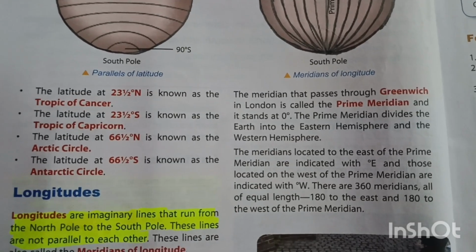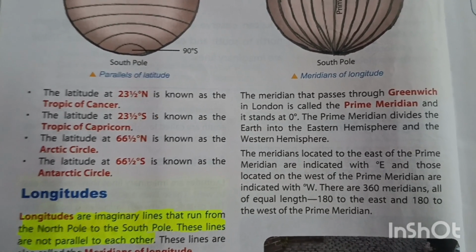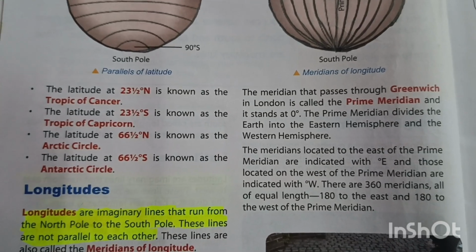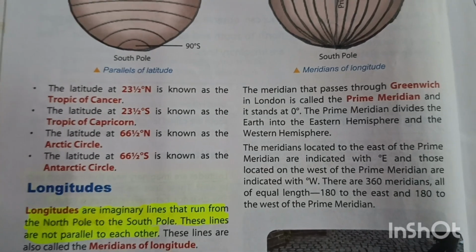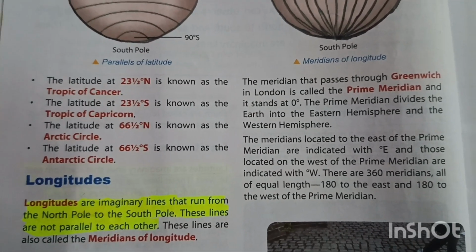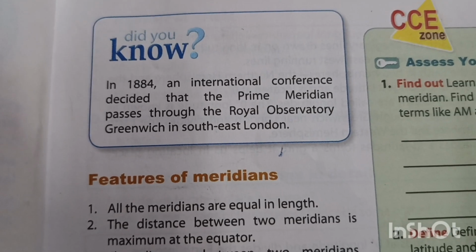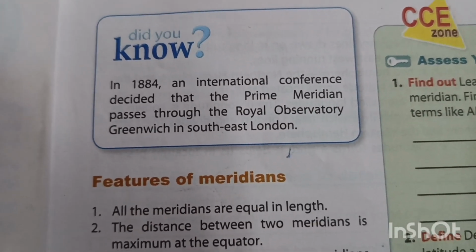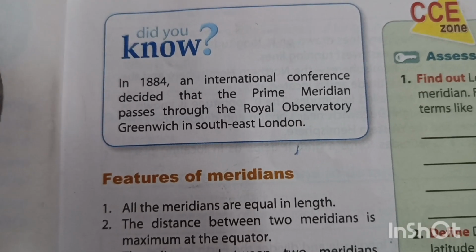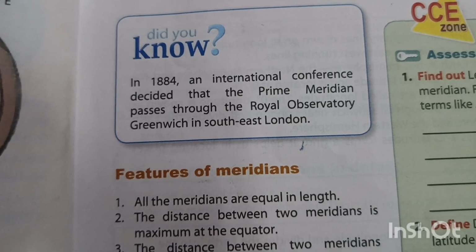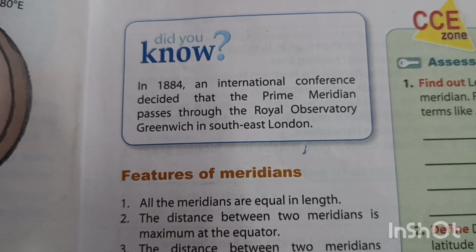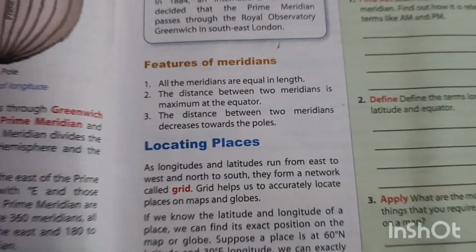Meridians located to the east of the prime meridian are indicated with E degree, and those located to the west of the prime meridian are indicated with W degree. There are 360 meridians of equal length, 180 to the east and 180 to the west of the prime meridian. Did you know in 1884 an international conference decided that the prime meridian passes through the Royal Observatory Greenwich in southeast London? So a conference was held in which it was decided that our prime meridian passes through Greenwich only.